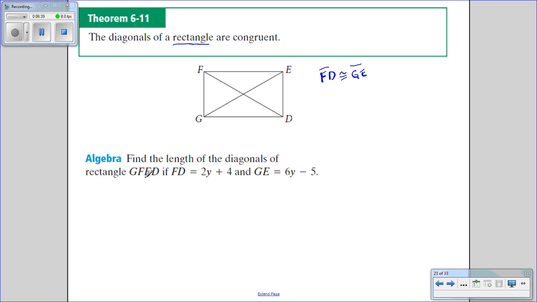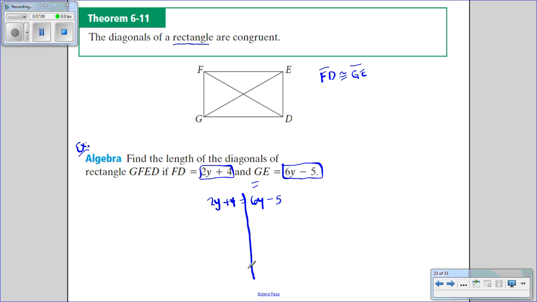rectangles. So this example here says find the length of the diagonals of a rectangle GFED. So here's GFED. I know FD and GE are the same length. So I'm going to take the expressions for those two diagonals and set them equal to each other. 2y plus 4 equals 6y minus 5.